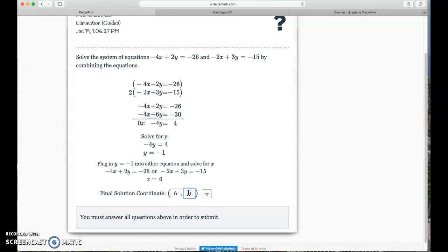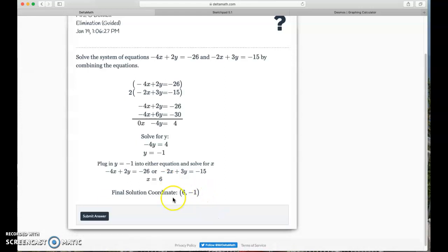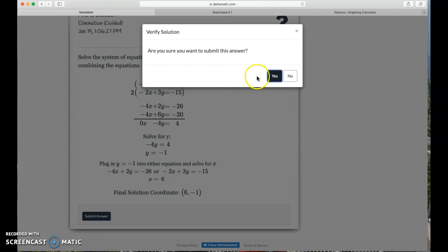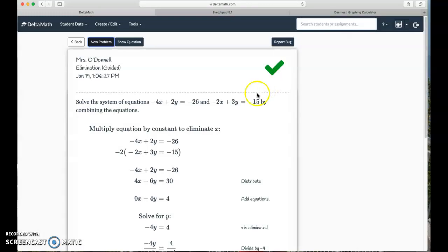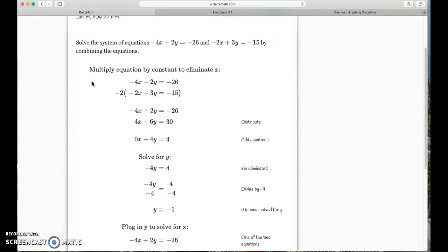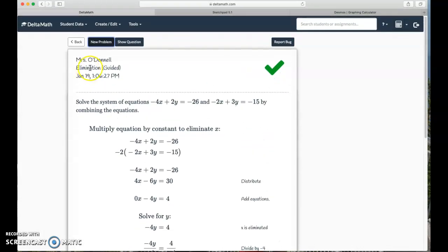I'm going to go ahead and try it. Submit answer. Are you sure? Yes, I'm sure. Okay, good deal. So that is how we work through our solving by elimination using the guided Delta Math guided section.